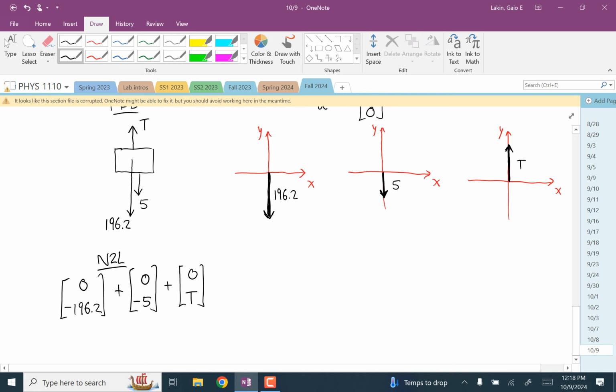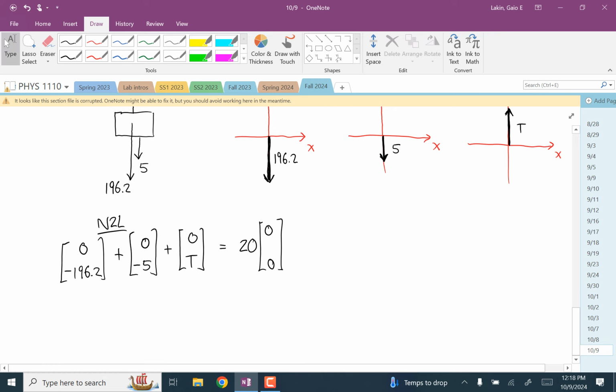That's all the forces. And so now we know that this is equal to the mass times the acceleration vector, which we figured out was 0, 0. And so that gives us 2 equations. This is a vector equation, so it always gives us 2 separate equations, one for the x components and one for the y components.